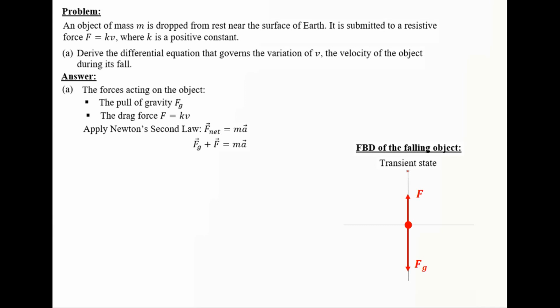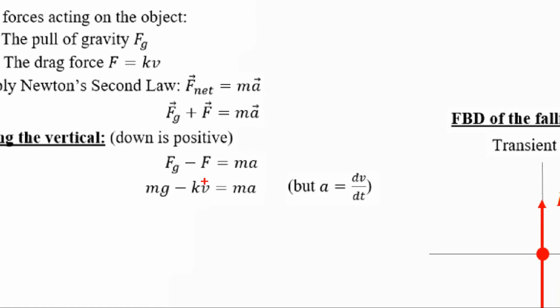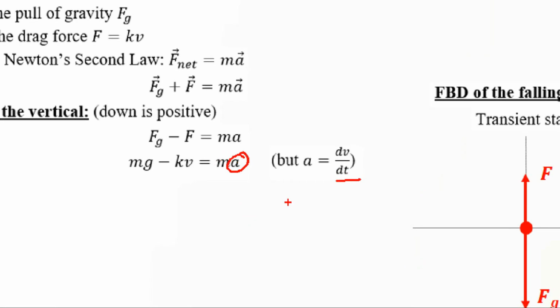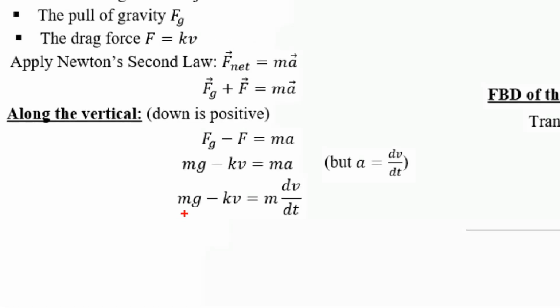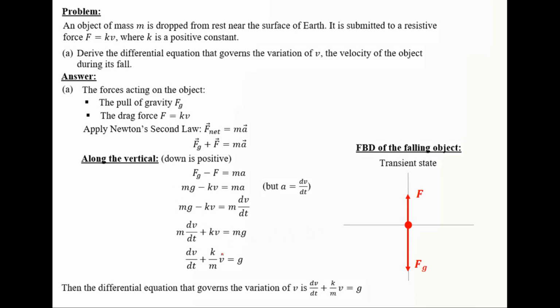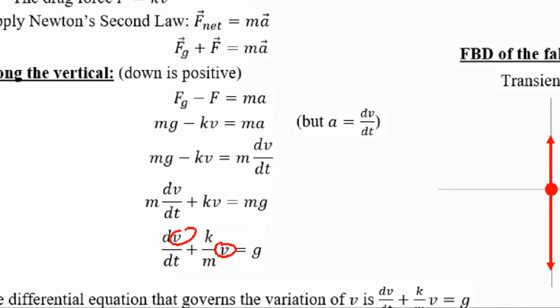We need to consider a direction in order to project this vectorial equation. Down is positive, let's consider. Then it would be Fg minus F is ma. Fg is mg, F is kv. And here we notice that we have two variables given by v and a. We need to determine a differential equation that governs v. For this reason, we're going to switch a into dv by dt. Rearranging the equation, taking this to the other side and dividing by m, we would have a first order differential equation that governs the variation of v.